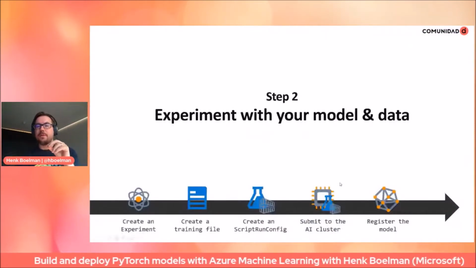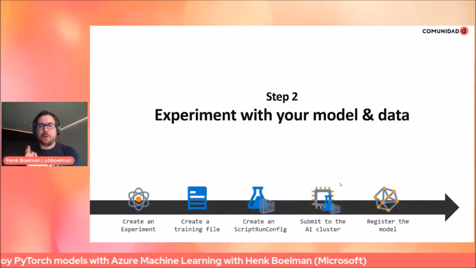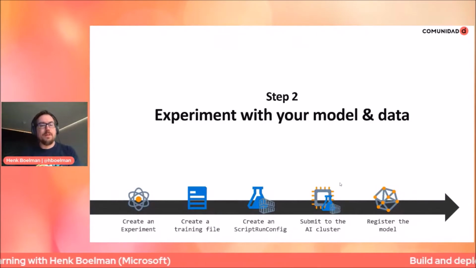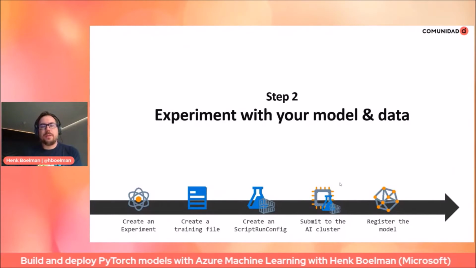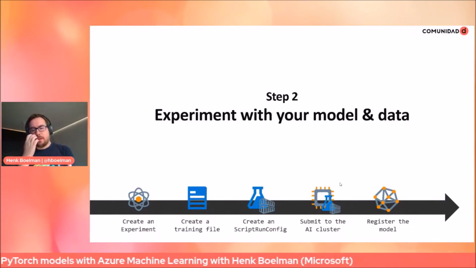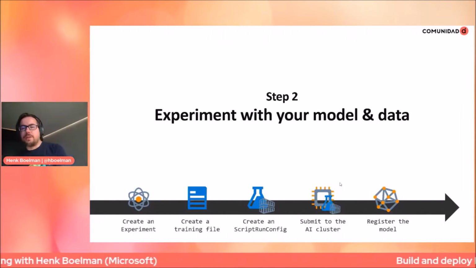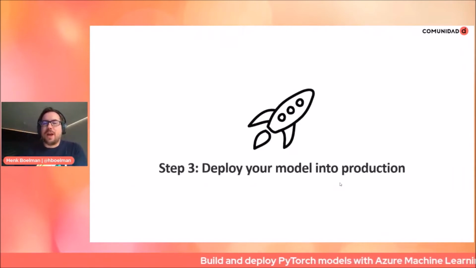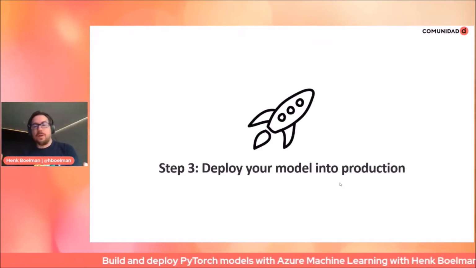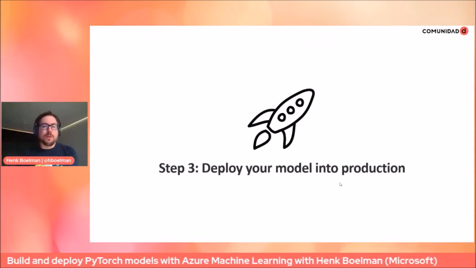So now it is time to move on and actually deploy it. But what have we done in step 2? We've created an experiment. We got a training file. We configured how this training had to happen, which training file, which environment, which parameters it had to use, and then we submitted that script run configuration to our cluster. Started running, and when it was done, we registered our model. So now it is time to actually deploy our model to an environment where other people can use it.